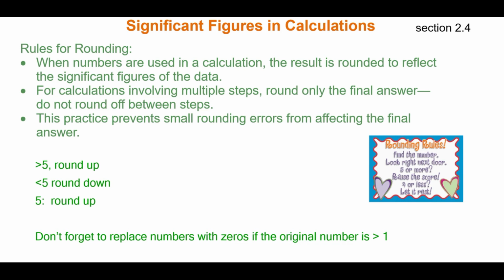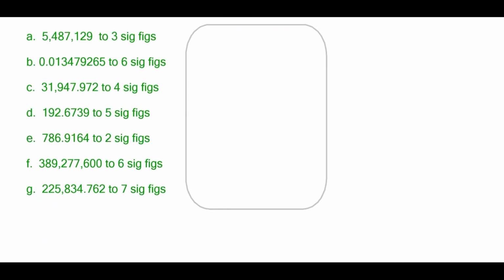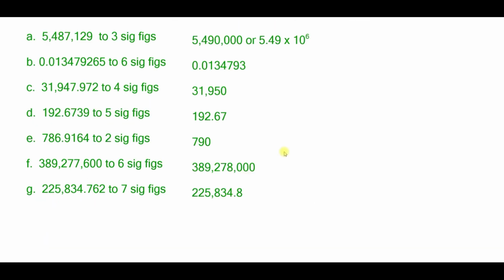If it is greater or equal to 5, round up. If it's less than 5, round down. Don't forget to replace numbers with zeros if you need to. Go ahead and give these a try. Pause the video. Compare your answers to mine, and then bring any questions you have to class.